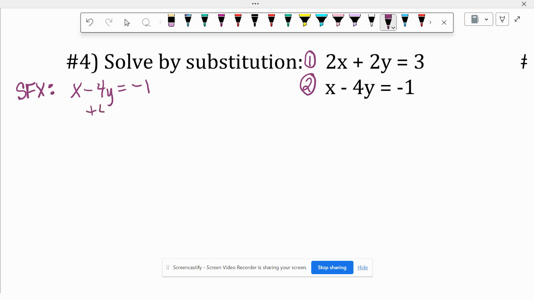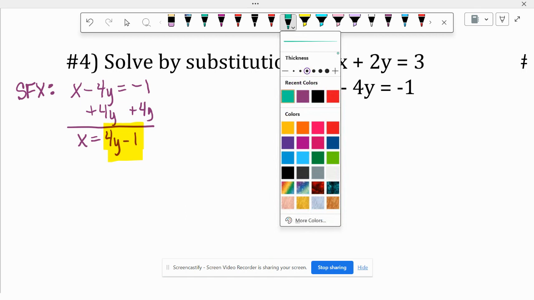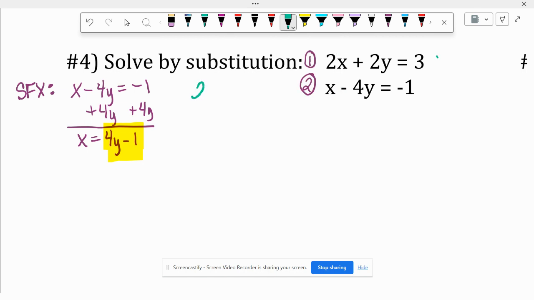I'm going to add 4y to both sides. So x equals 4y minus 1. I'm going to take that expression that represents x, 4y minus 1, and plug it into equation number 1: 2x plus 2y equals 3. We just said that x is 4y minus 1, so I'm going to sneak that in there. 2 times 4y minus 1 plus 2y equals 3.